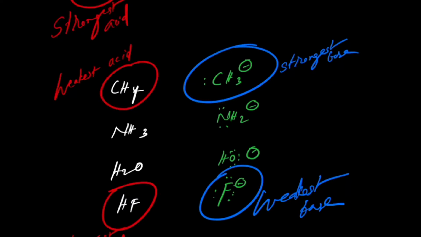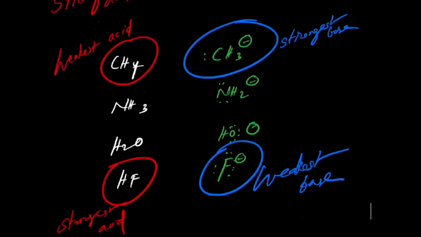Now here fluorine has the highest electronegativity. That's why it is the happiest. That's why HF was leaving the proton easily compared to all the other three acids here. Now which was the least happy with negative charge? Carbon. That's why it doesn't give a proton.